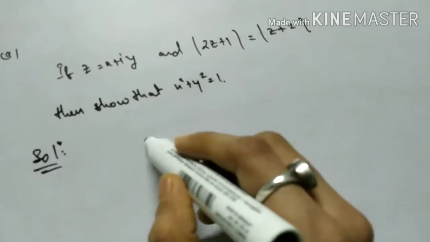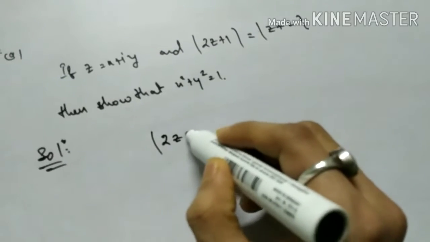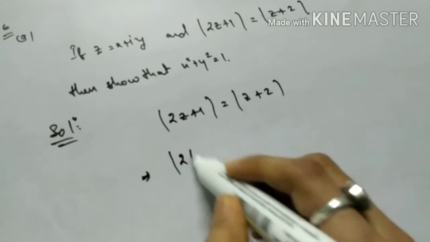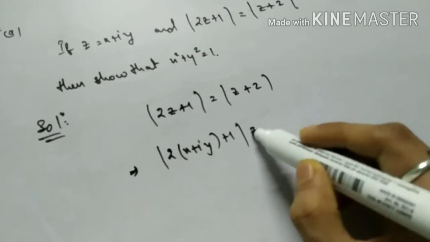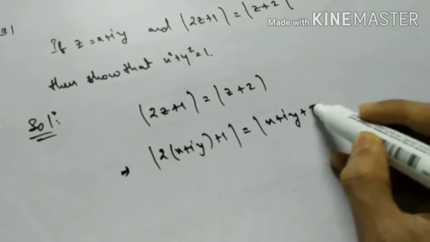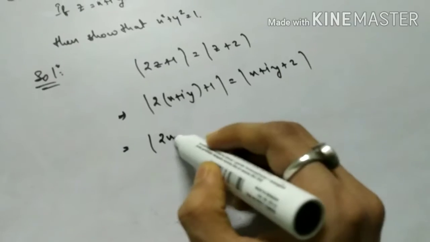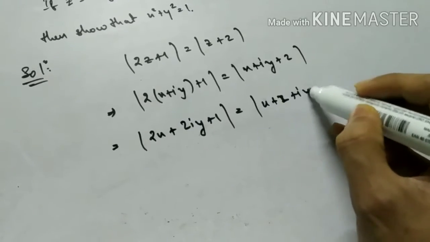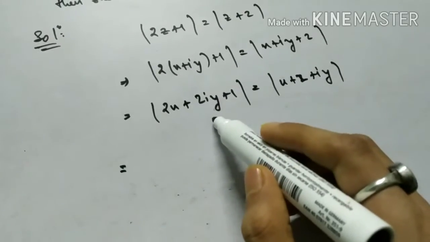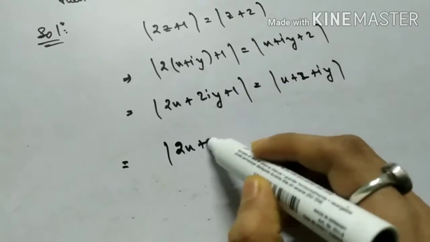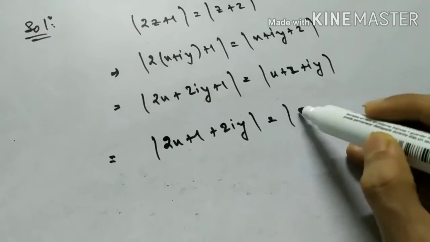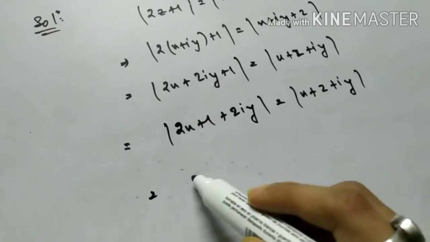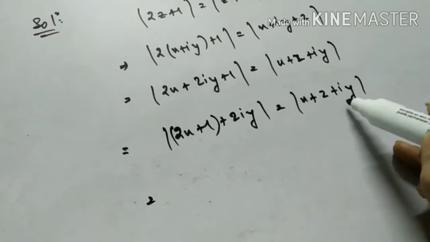So this is our given: 2z plus 1 is equal to z plus 2. So z is given as x plus iy, so 2x plus iy plus 1 is equal to x plus iy plus 2. So this becomes 2x plus 2iy plus 1 is equal to x plus 2 plus iy. This you can write as 2x plus 1 plus 2iy is equal to x plus 2 plus iy.